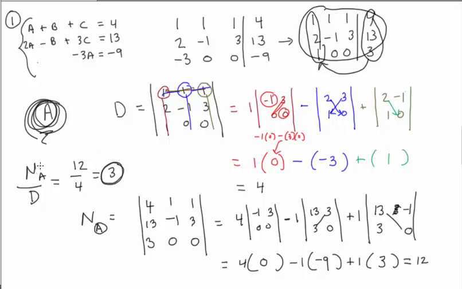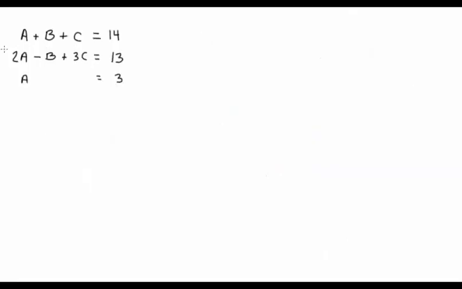You would do a similar process for B and C, except you would over here replace the solution with B and then the solution with C, finding the 3 by 3 determinant there. Now let's solve the system of equations using a matrix method.